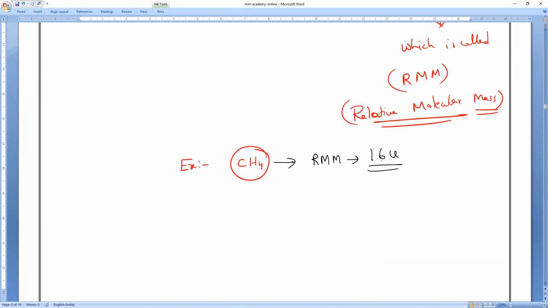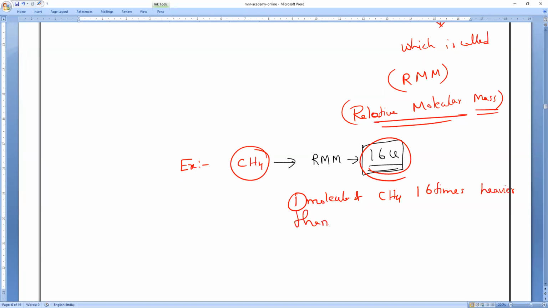What is that, everybody? 16 U. Sir, how? We'll calculate it, don't worry. 16 U. What does it mean? Can you tell me? 16 U means one molecule of CH4 is how many times heavier? 16 times heavier than what? Heavier than 1 by 12th part of which atom? Carbon 12 atom.